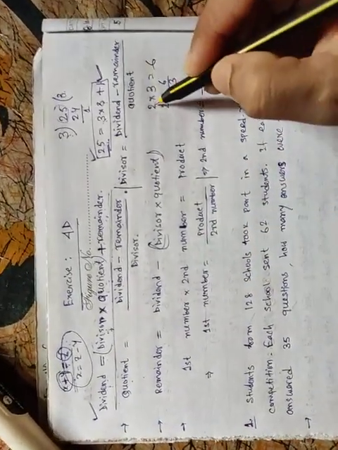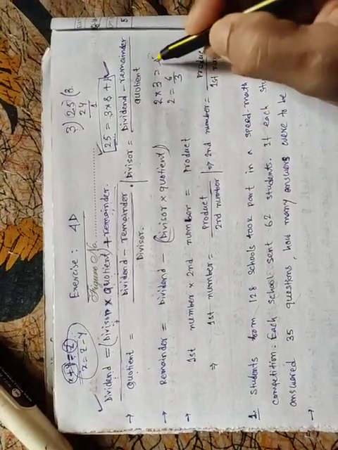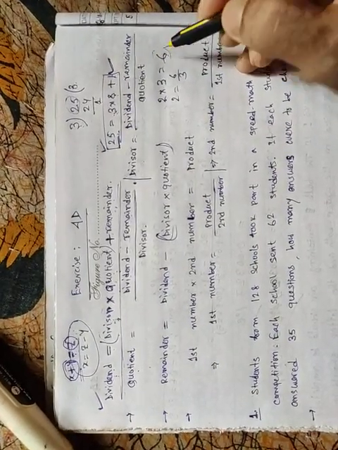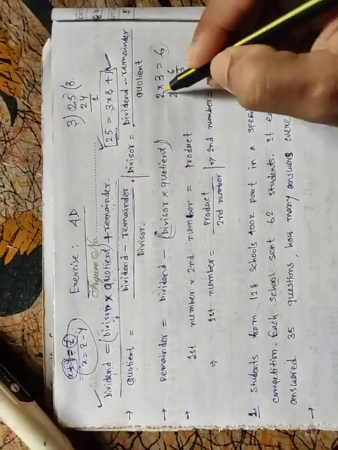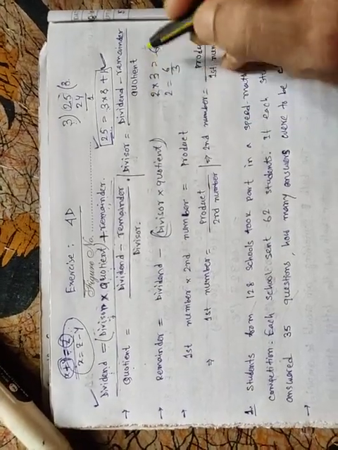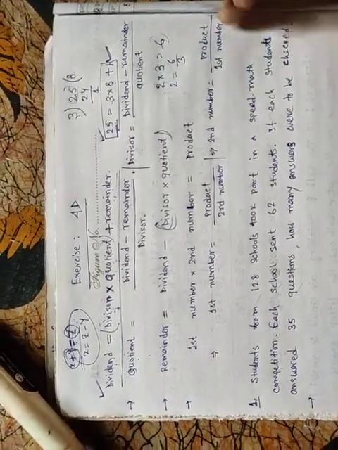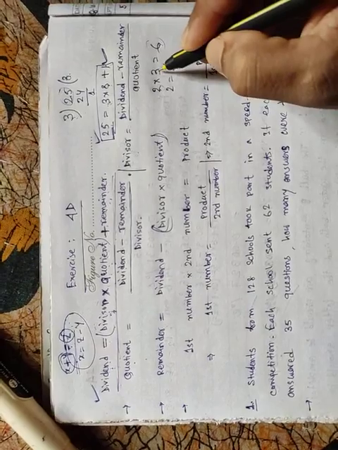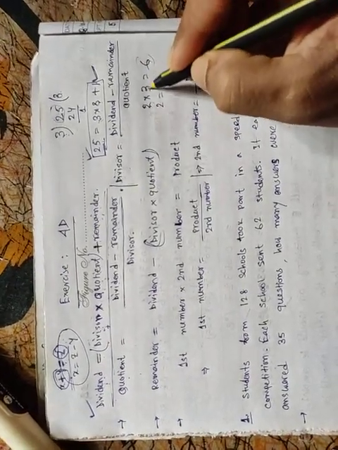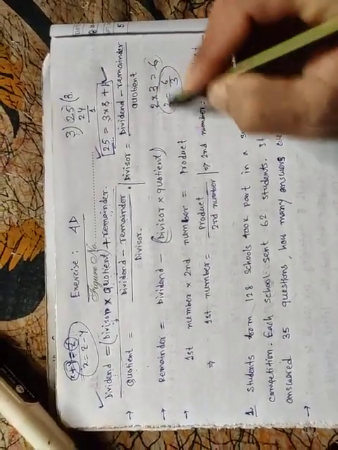Okay, that means this is the first number, this is the second number, and this is the product or multiplication. So if you want to find this number, then you have to divide this by this. So 6 divided by 3 means 2. So this formula is correct.